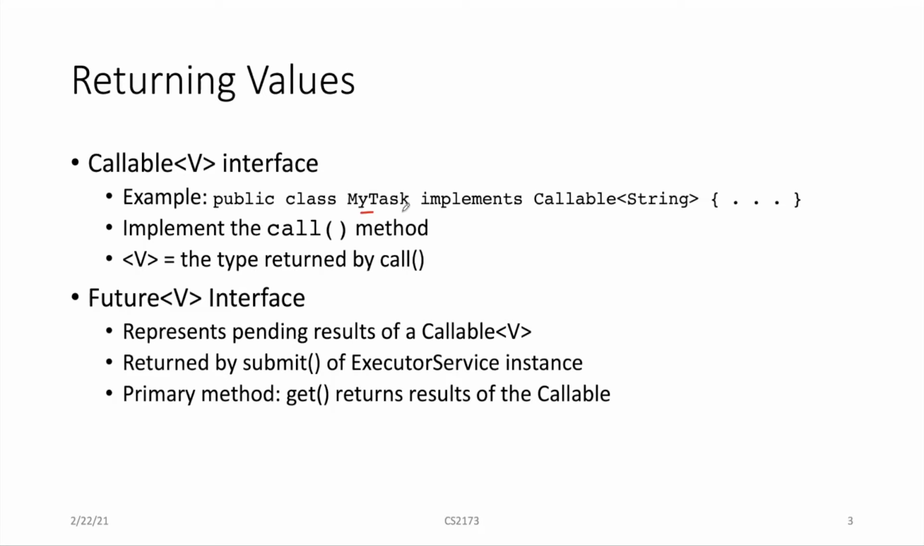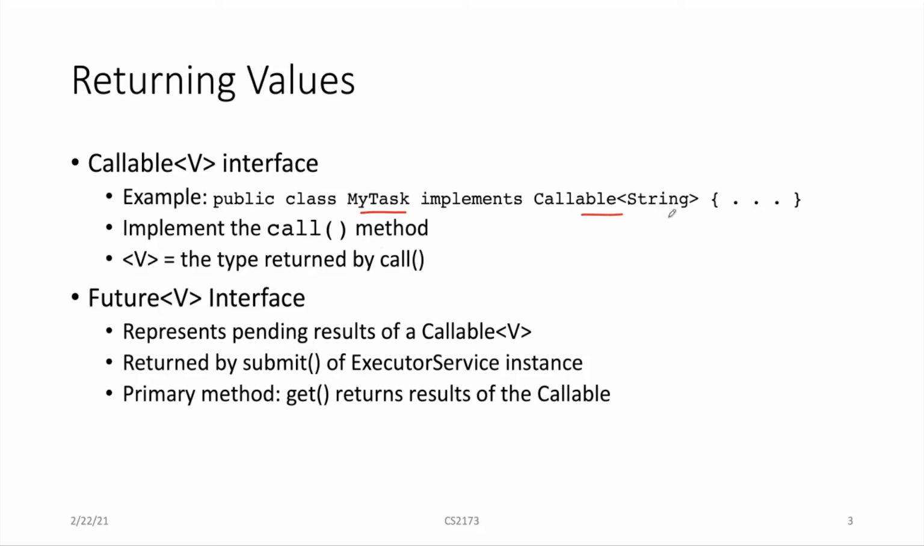I can define a task that implements a callable, and now it has a syntax of generics, very much like the data structures that we were talking about, sets and lists and things. So this says that the call method is going to return a string.